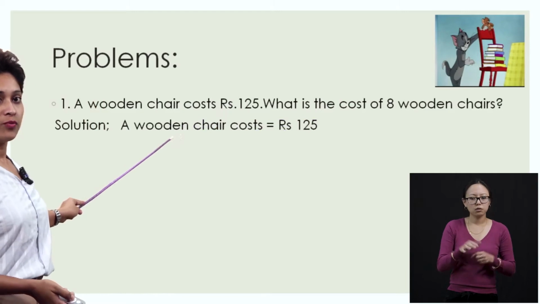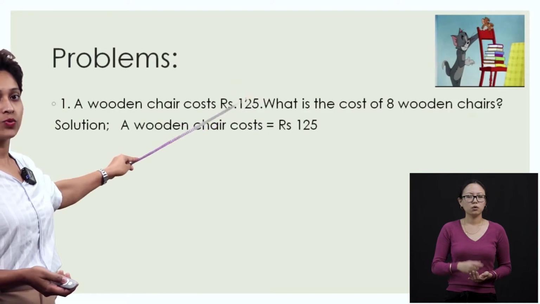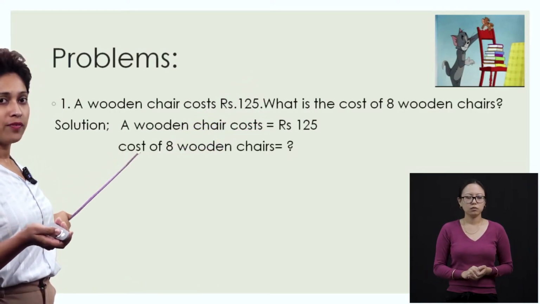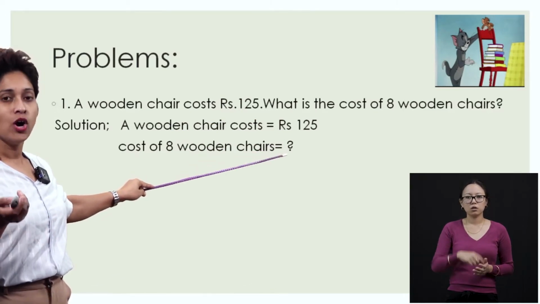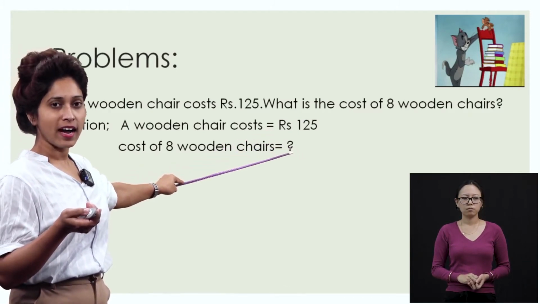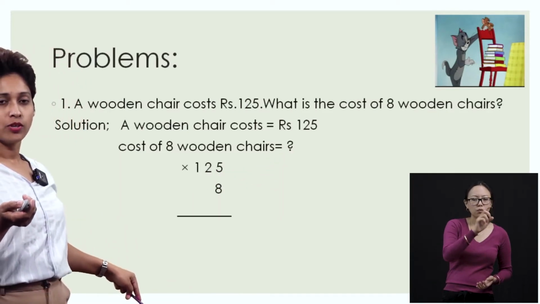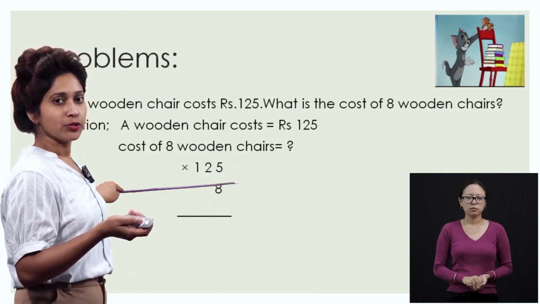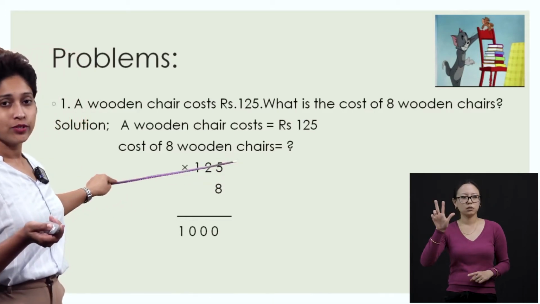A wooden chair costs, first of all, you need to write it, rupees 125. Next we have the cost of 8 wooden chairs. You need to find the answer for 8 wooden chairs, that is why you need to put a question mark here, right? So next, what you need to do? You need to multiply them in order to get the answer, right? So now you need to multiply 8 into 5. So what is 8 into 5, students?